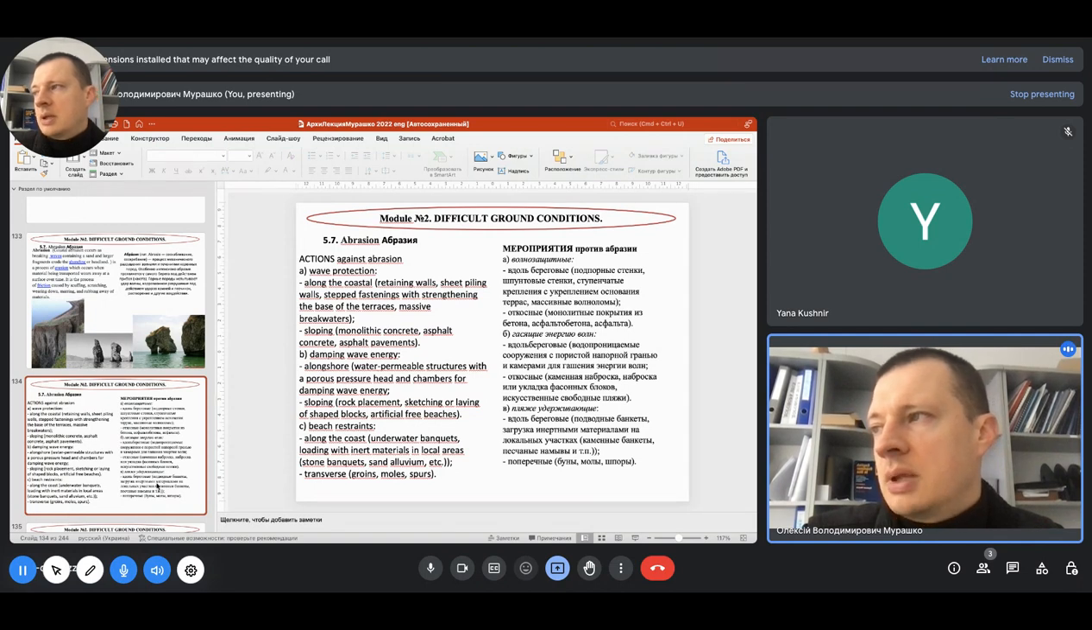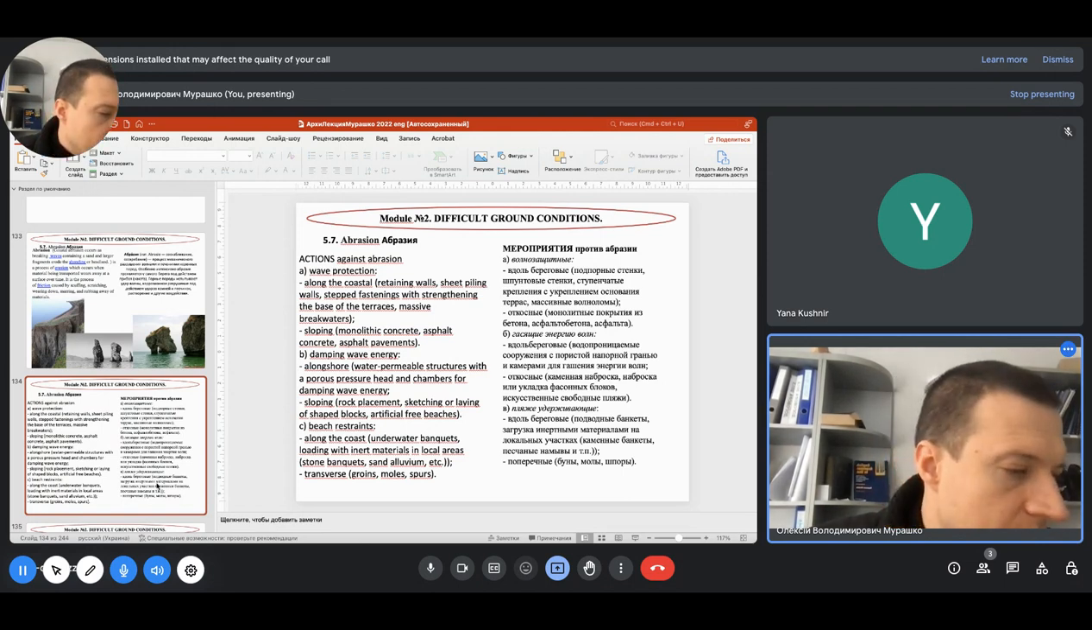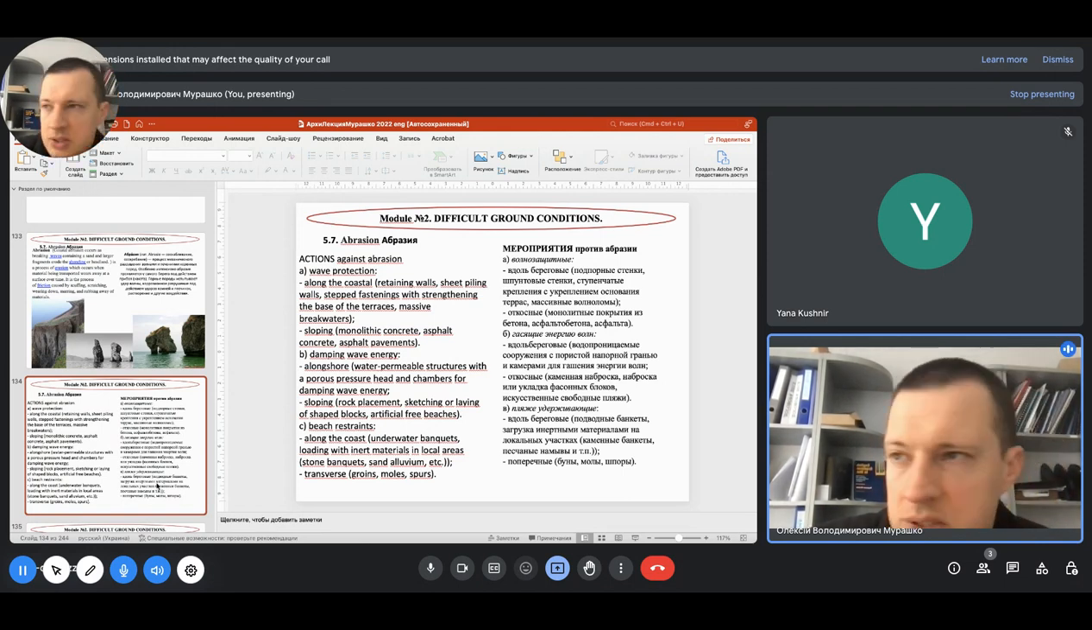Some of them can be alongside, some of them can be sloping, but all of those solutions lead to reduction of the energy of the waves. And also beach restraint elements along the coast, which also lead to protection of our seaside from the impacts of the sea.